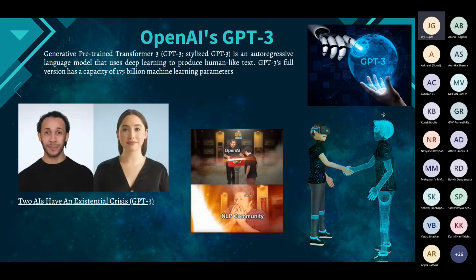So that's about how GPT-3 works. GPT-3 is a language model that was created by OpenAI. It is the most powerful language model, with 175 billion learnable parameters. So like the weights, it has 175 billion weights to learn. So let's see this video.